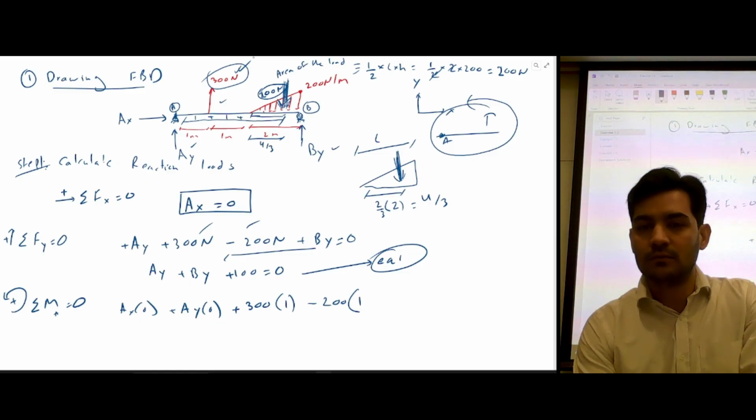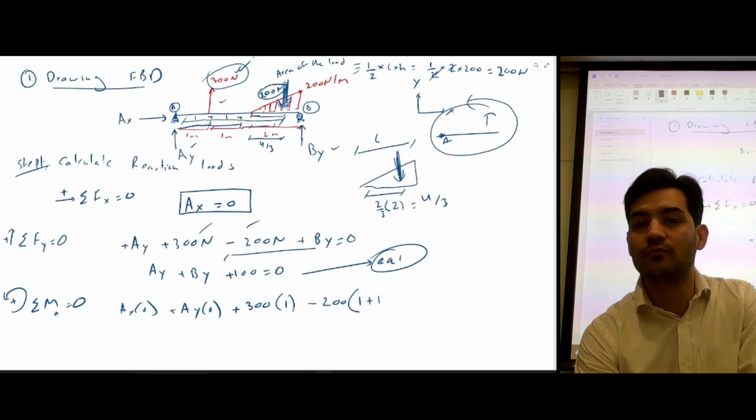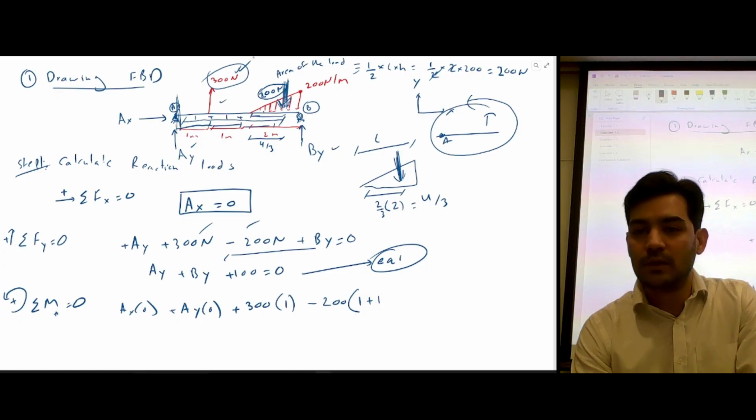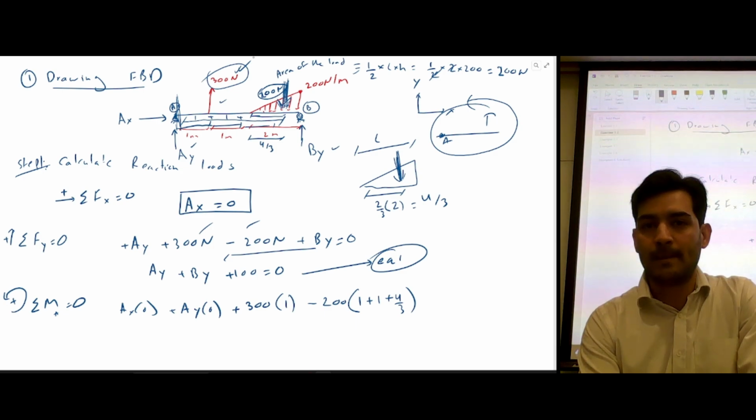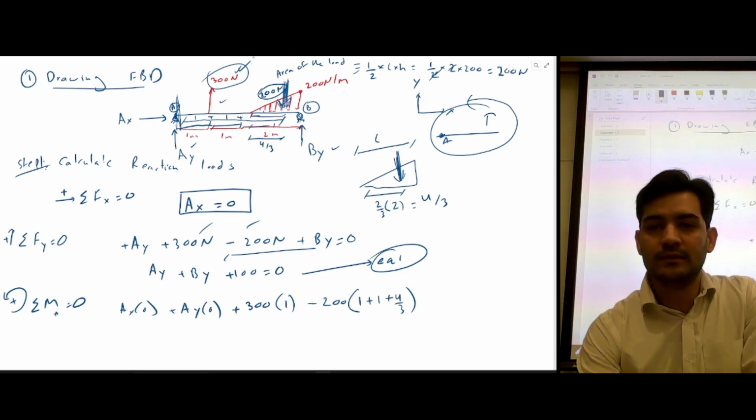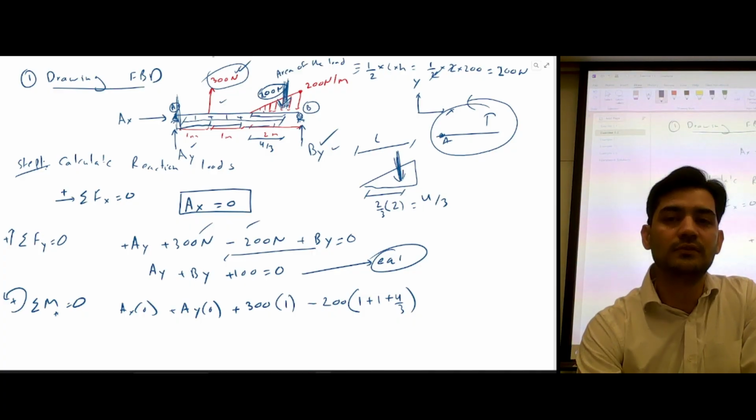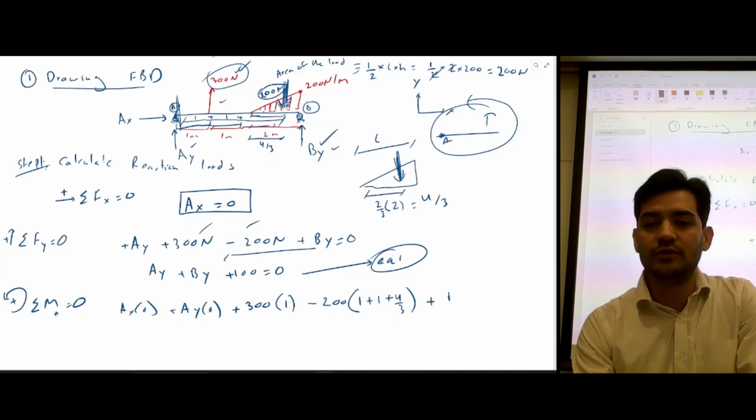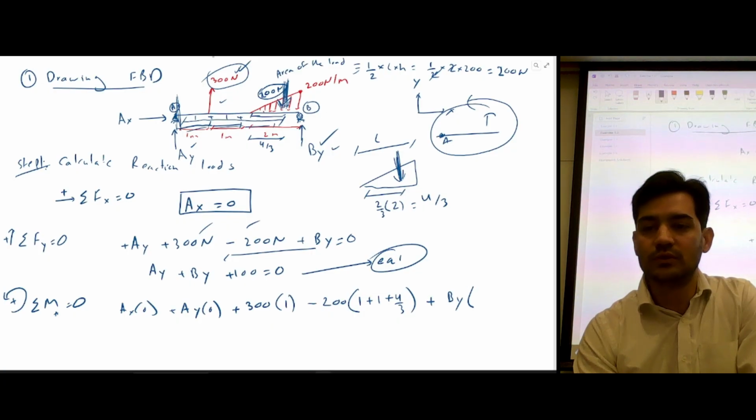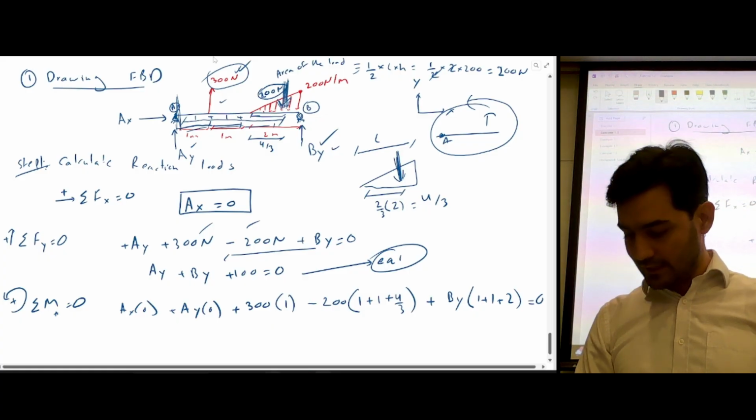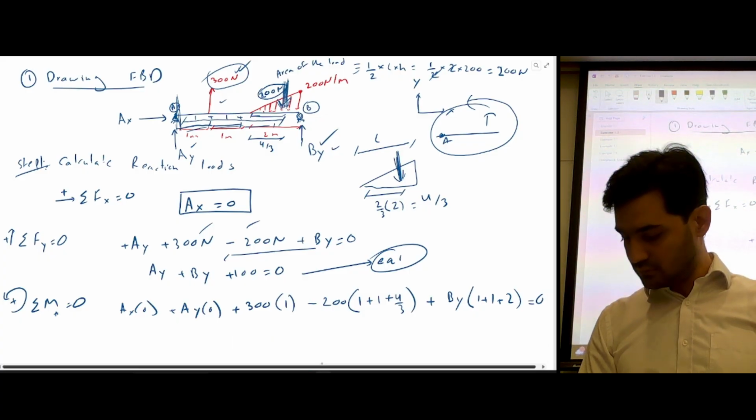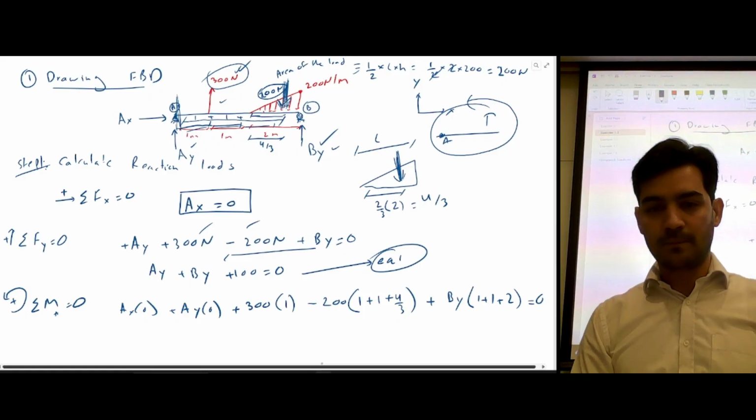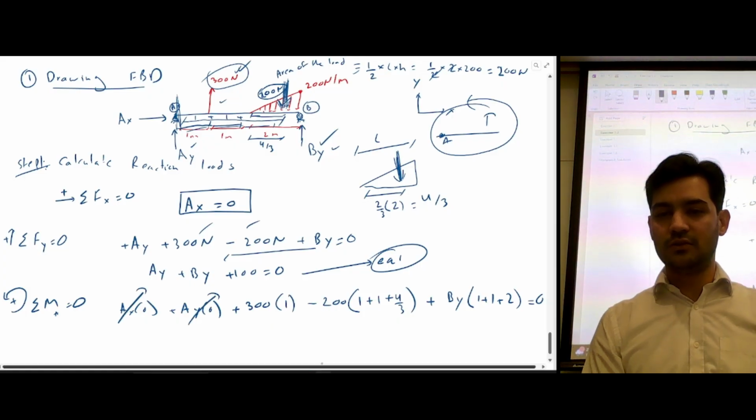So you have 1 plus 1 plus 4 by 3. That's the total moment arm from where we are taking the moment. And then the last force is anti-clockwise, positive. You have force By, and the distance is 1 plus 1 plus 2, and the moments of AX and AY are 0. So this is what I have. This is going to be 0, this is going to be 0.